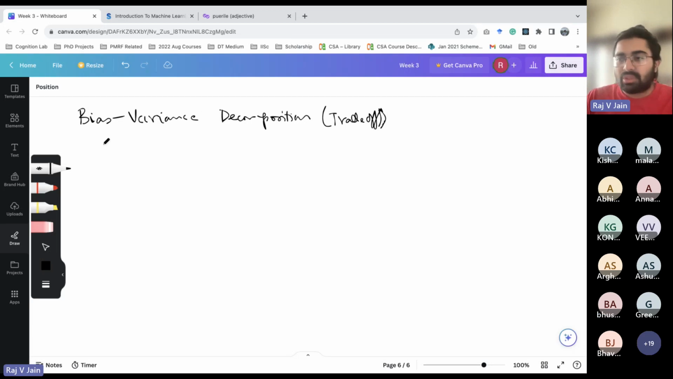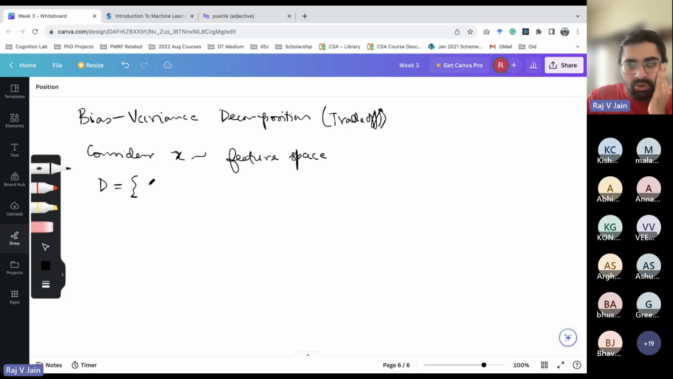Okay, bias variance decomposition. So let's say I have some x. Consider an x in the feature space. And then I have some data with me, which I use to train my model, which is basically like this. So I have n such examples. This is a training data set.